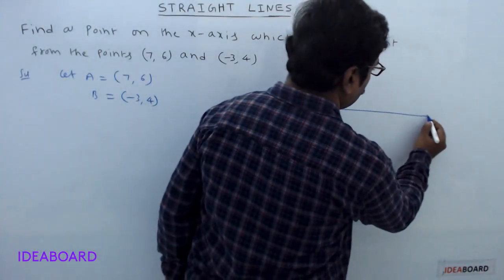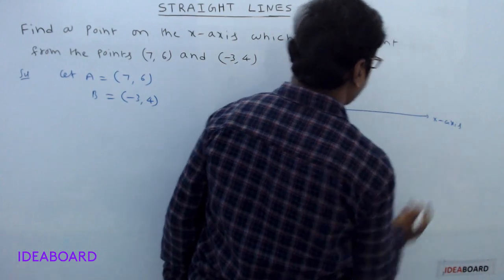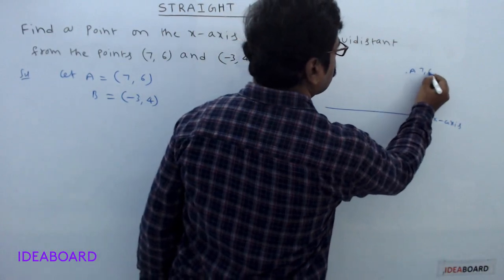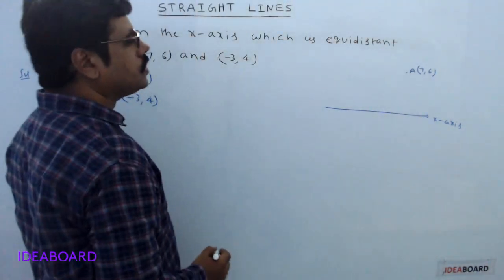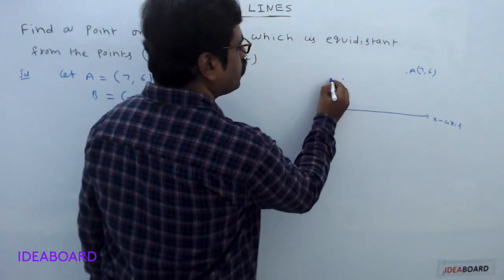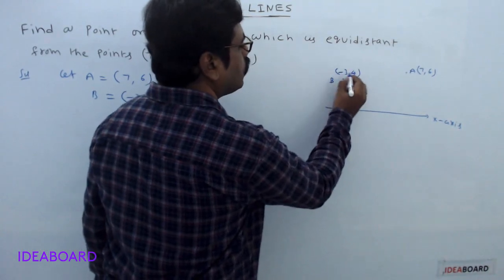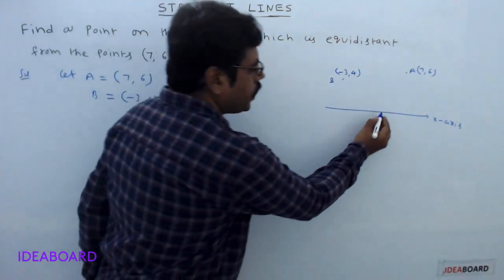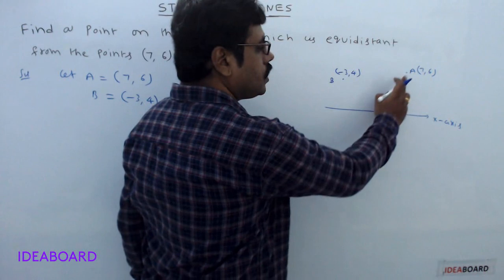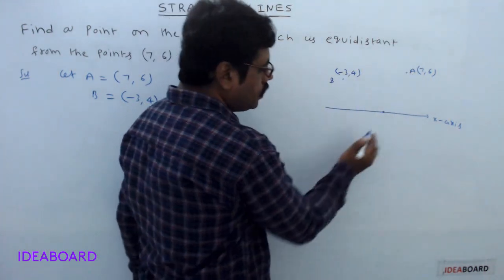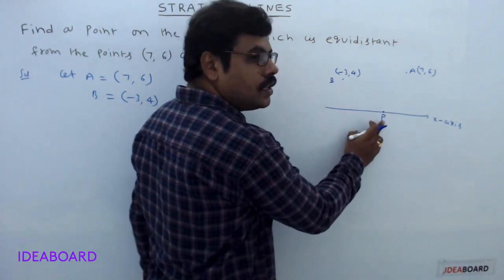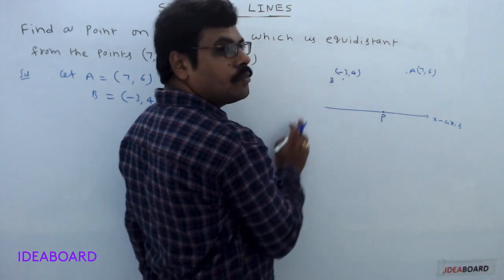Suppose this is your x-axis. What are the given points? A is 7 comma 6. Suppose this is the point A, 7 comma 6. What about the other point? Minus 3 comma 4. Suppose this is the point B, minus 3 comma 4. Find a point on x-axis which is equidistant from the points A and B. Suppose you denote this point with P. This point is equidistant from the points A and B.